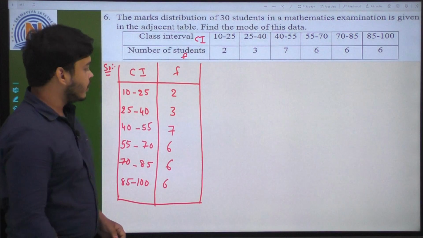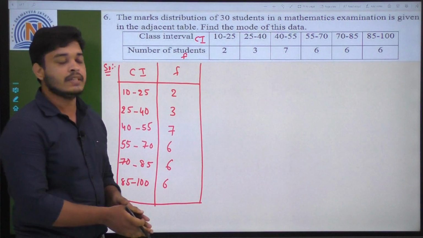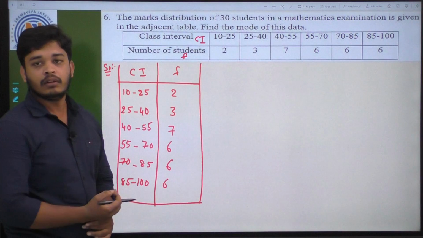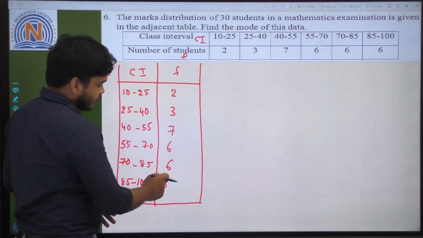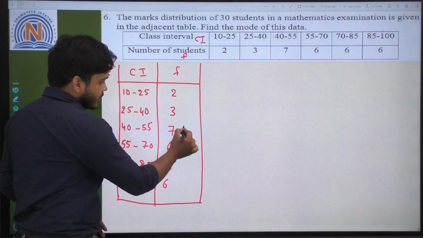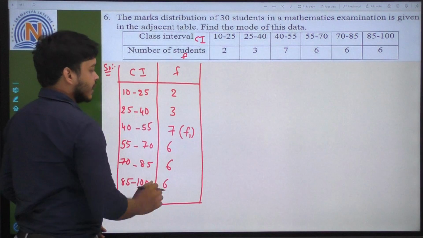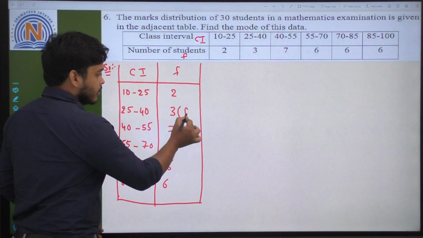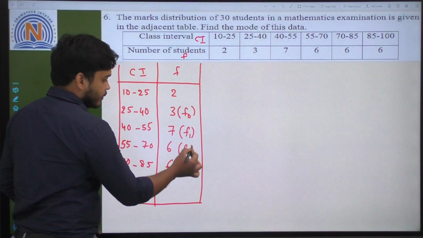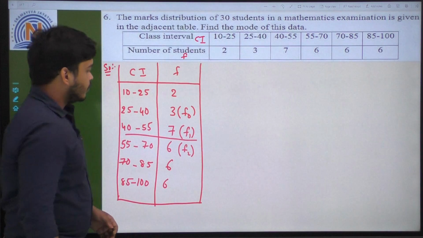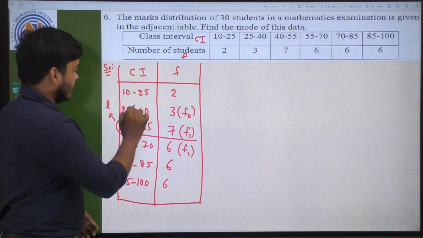For finding the modal class and mode of the given data, we need to find the highest frequency in the given distribution table. The highest frequency is 7. It is F1, the preceding value is F0, and the succeeding value of F1 is F2. The lower boundary of the modal class is called L.